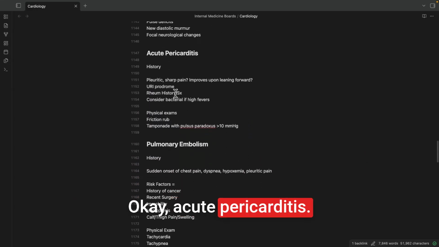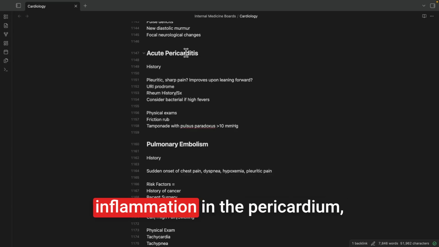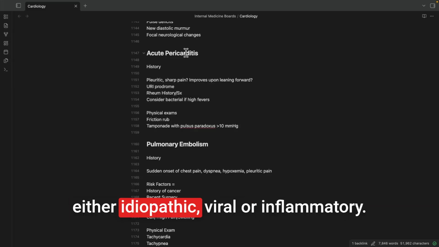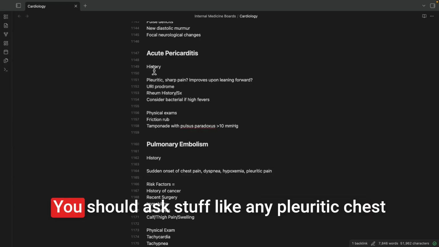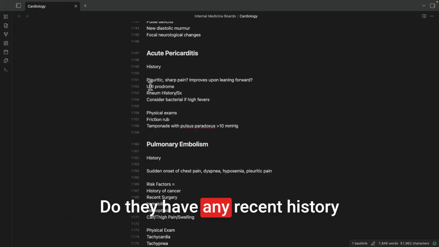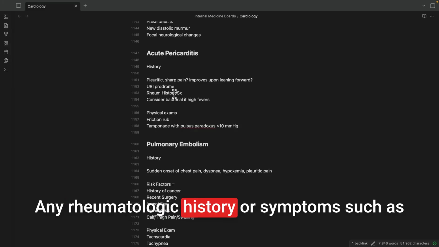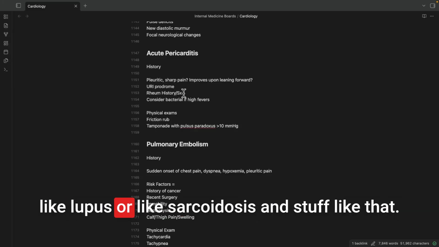Okay, acute pericarditis. What is the etiology? Basically, there's some type of inflammation in the pericardium, either idiopathic, viral, or inflammatory. You should ask about any pleuritic chest pain that improves when they lean forward. Do they have any recent history of upper respiratory infection? Any rheumatologic history or symptoms, such as lupus or sarcoidosis and so on?